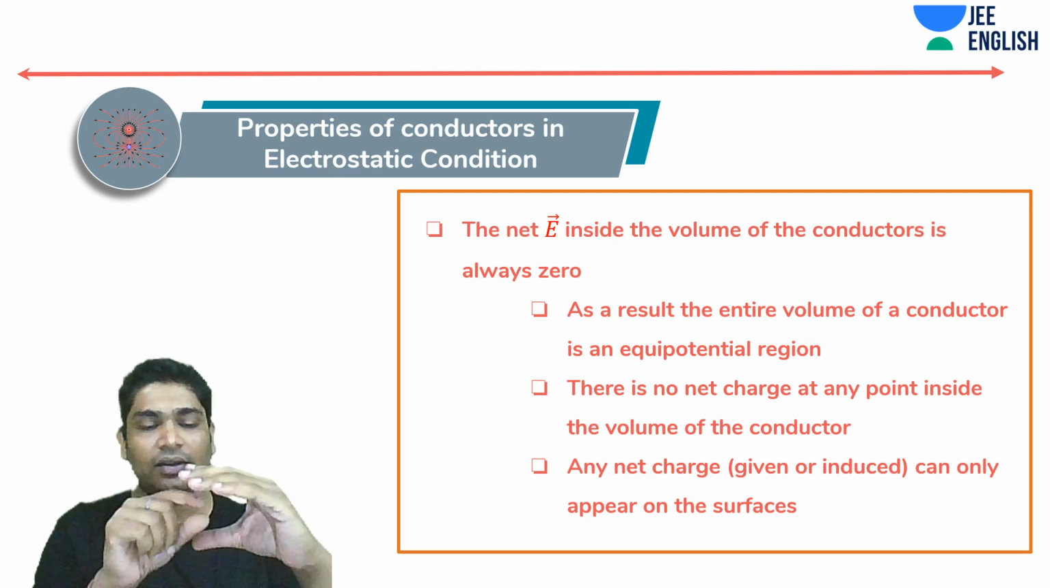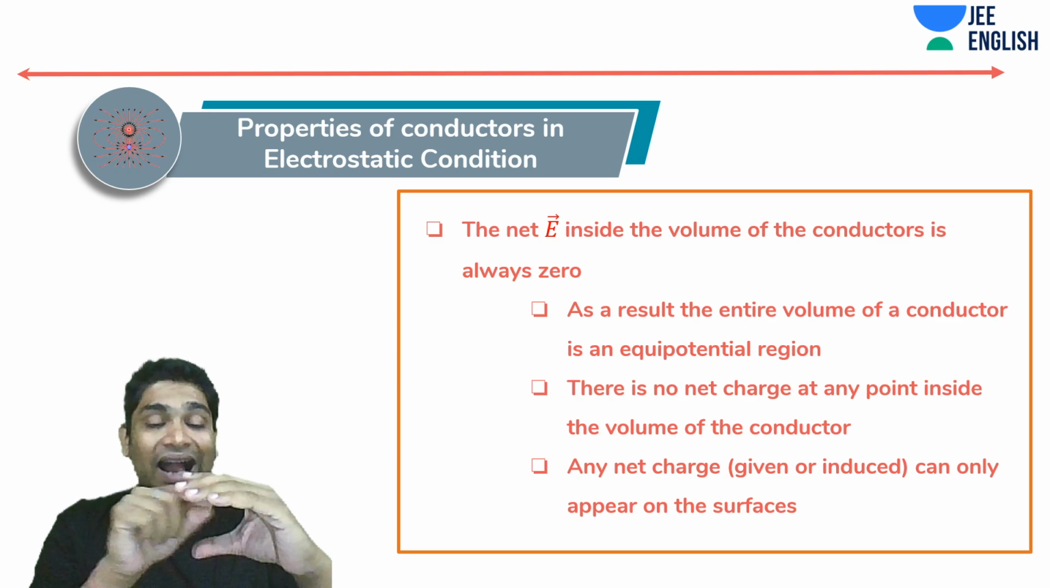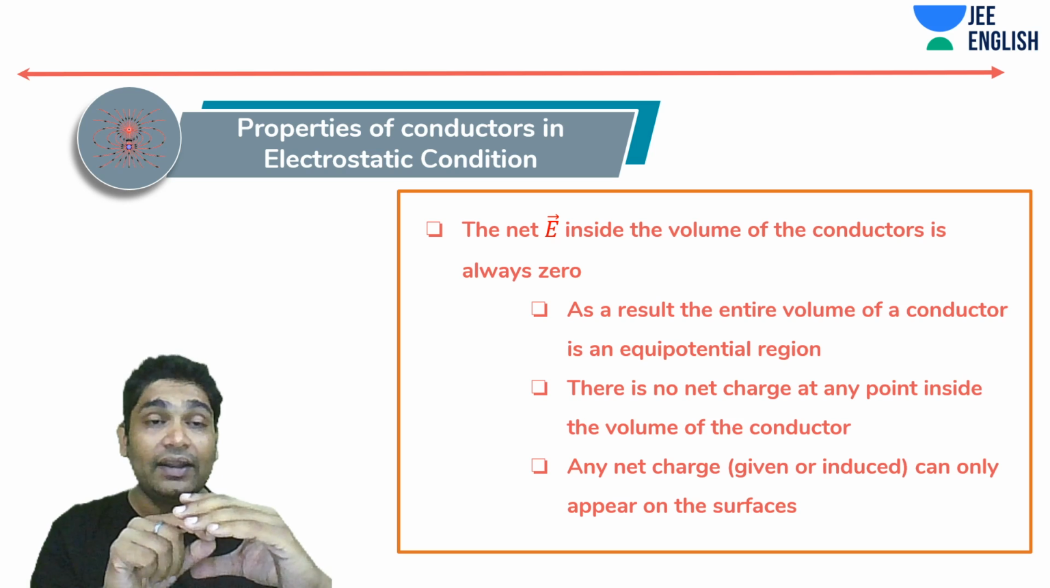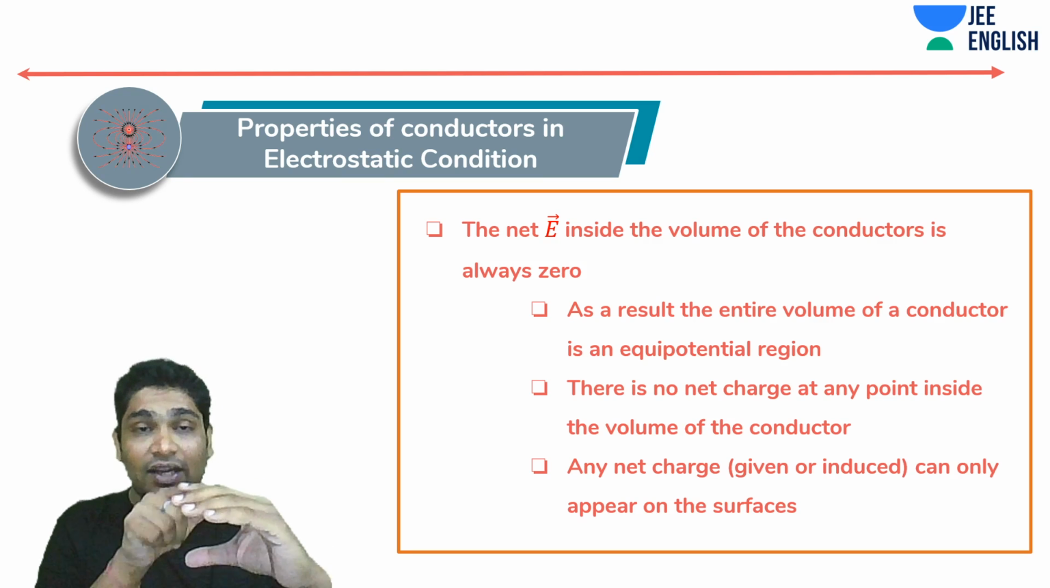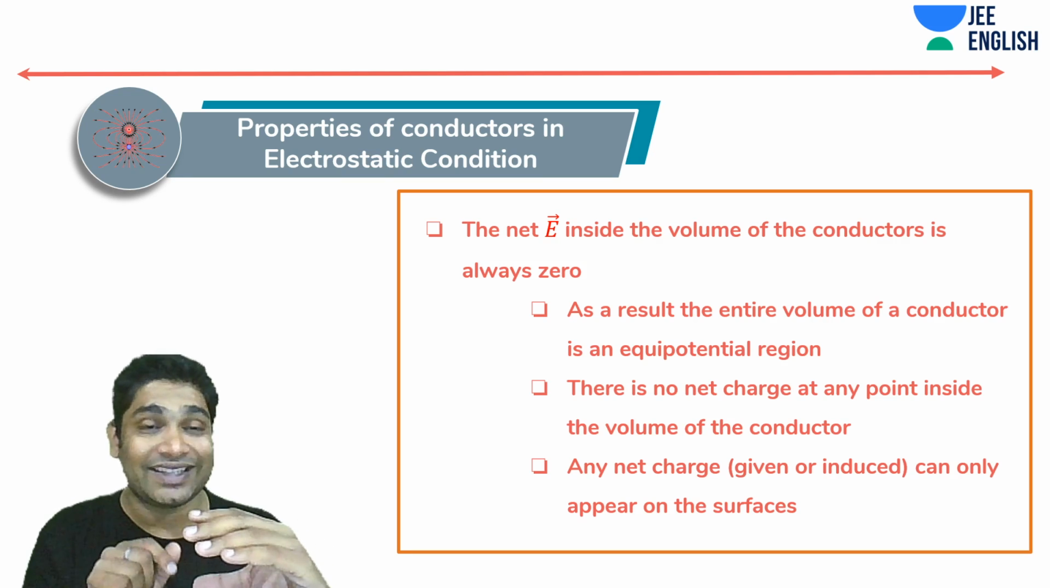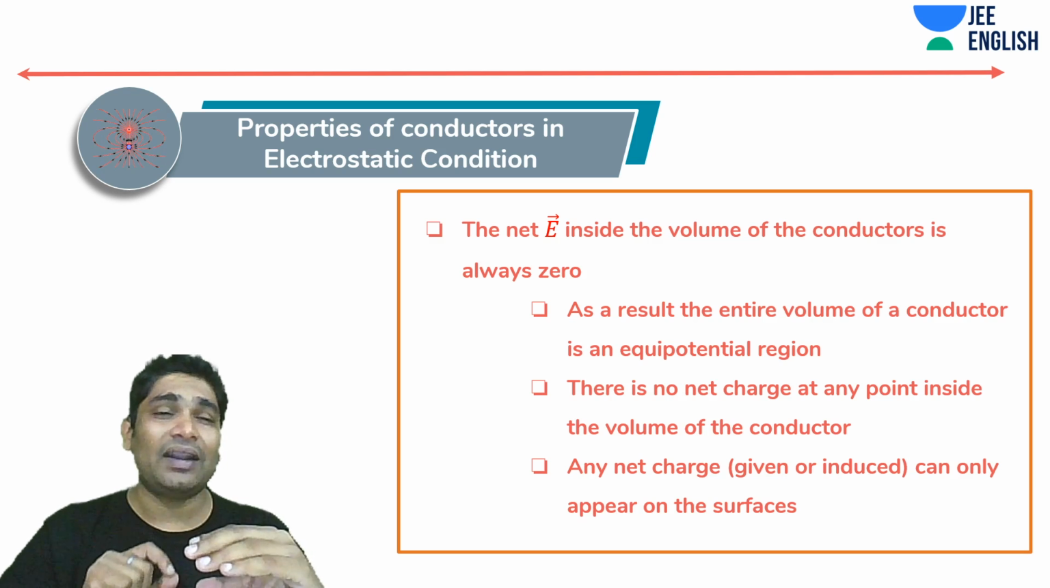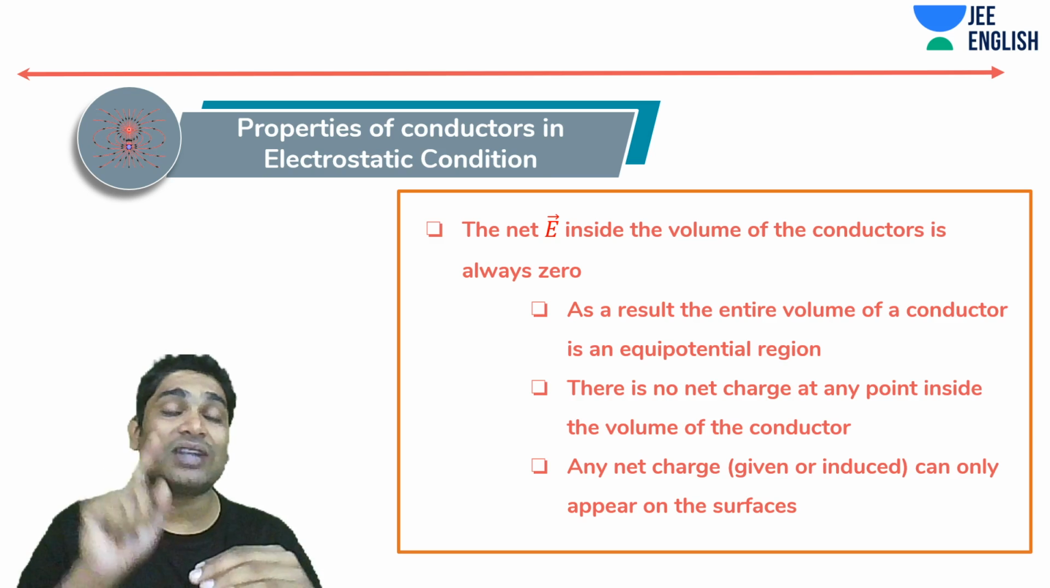I don't know the direction, but suppose there was an electric field at any point. Had there been an electric field here, it would have forced free electrons to move, right? And free electrons would have started moving in the direction opposite to that of this electric field. So I would have seen charges moving, but I already said we are talking about electrostatic condition.